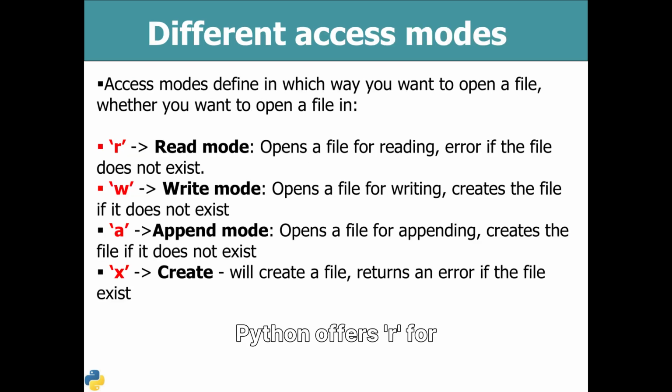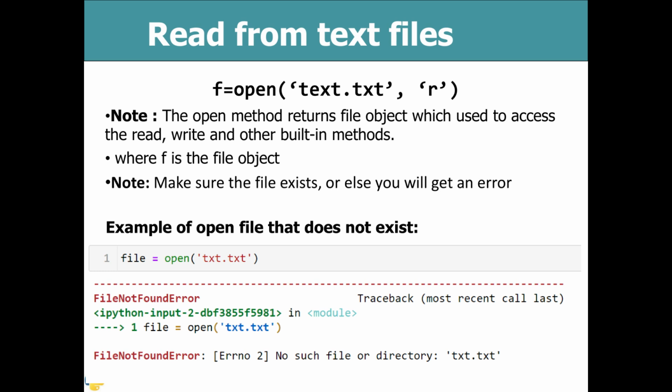Python offers r for reading, w for writing, a for appending, and x for exclusive creation. To read text files, open them in r mode. A FileNotFoundError occurs if the file doesn't exist, as seen when opening text.txt if it's missing.